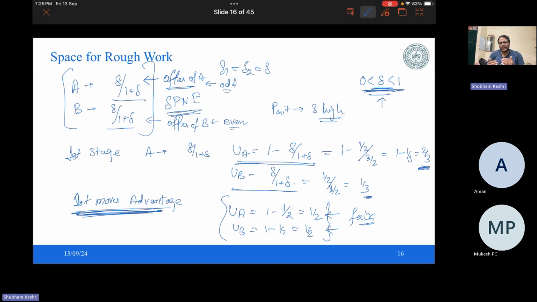If the time delay is not very high, for example in the case of the fruit vendor, this delta value is close to 1. And in such cases, there is no first mover advantage. The utility is nearly the same.